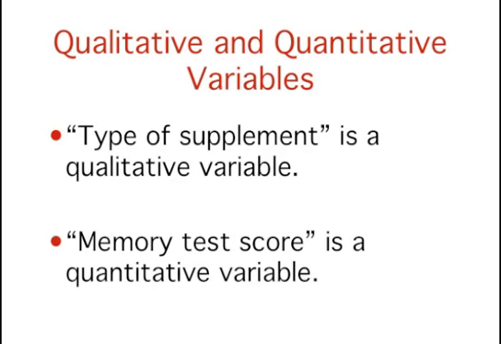In the previously discussed study on the effect of blueberries and aging, the independent variable was type of supplement: none, strawberry, blueberry, and spinach. The variable type of supplement is a qualitative variable. There is nothing numeric about it. In contrast, the dependent variable, memory test score, is a quantitative variable since memory performance was measured on a quantitative scale, number correct.